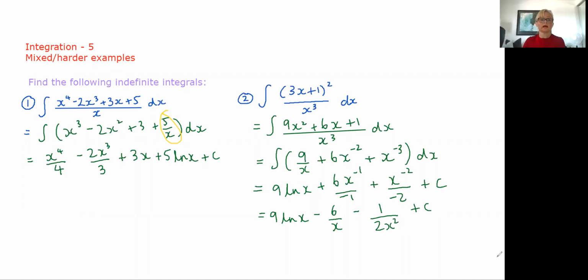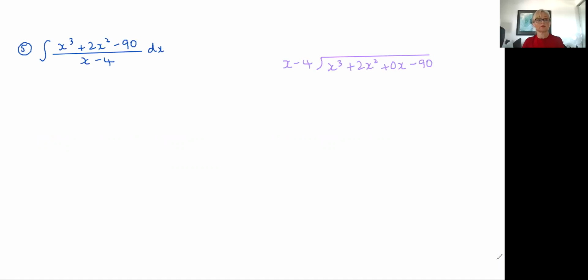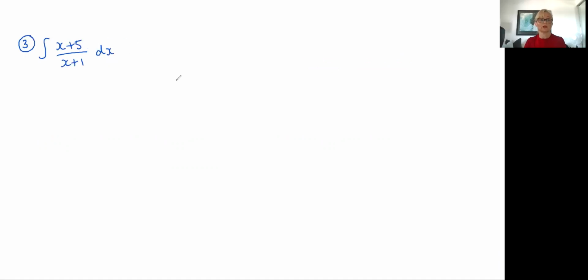Let's have a look over the page here. Go back. At number 3. Now, clearly we can't do this one as it is. This is a full-on quotient. What are we going to do?